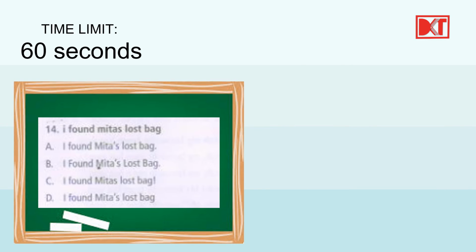Okay, now next here, I found Mita's lost bag. So here I, the pronoun I is always capital. Also it is the first word of the sentence, so its initial has to be capitalized. Then Mita's lost bag. Mita is the name of a person for which M will be capital. Then we are talking about the possession here. So we'll have an apostrophe after Mita. Mita's lost bag, and then we'll have a full stop. Alright. So the correct answer is A. I found Mita's lost bag.